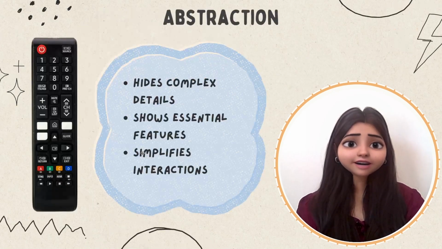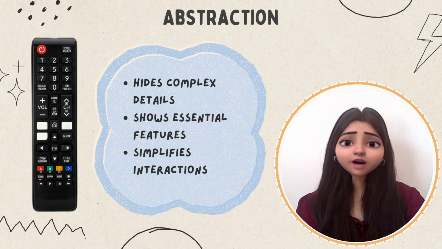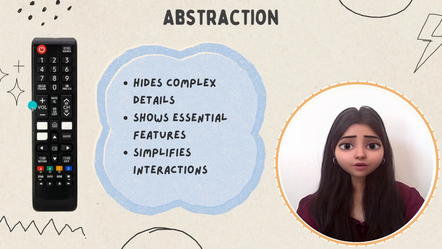Now moving on, let's talk about abstraction. Abstraction means hiding the complex detail while showing only the important parts. It's like having a TV remote. You press a button to change the channel without needing to know how it works inside.